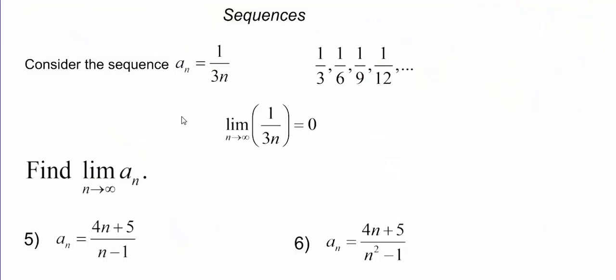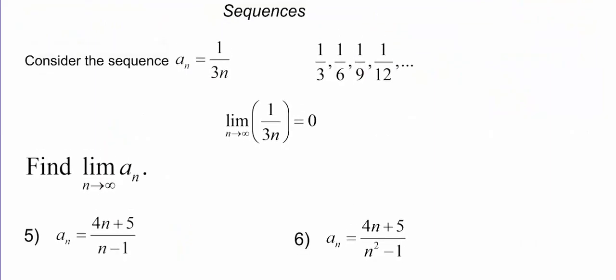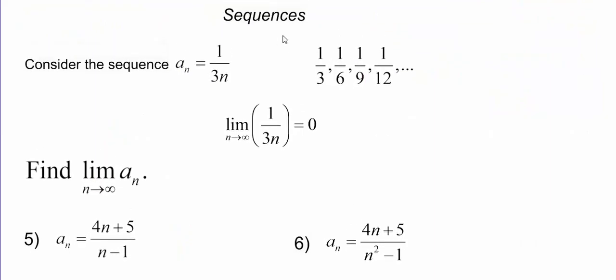As we move forward, we're going to look at sequences and how the limit as n approaches infinity affects sequences. So just think about this sequence for a minute. A sub n is equal to 1 over 3n. You can see it written out here. Now the key is this number, 1/3, 1/6, 1/9, 1/12, is getting continually smaller.